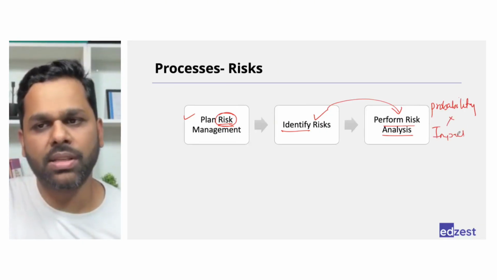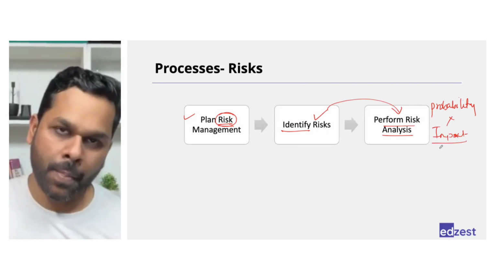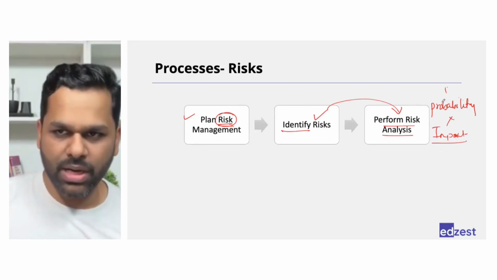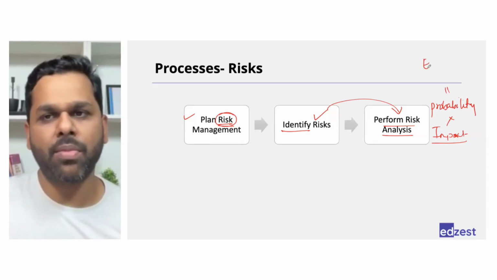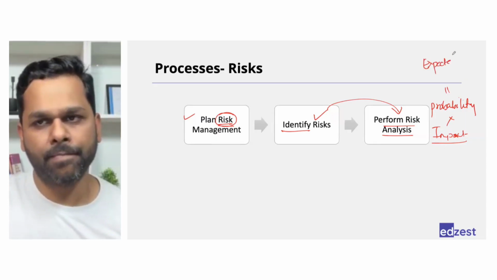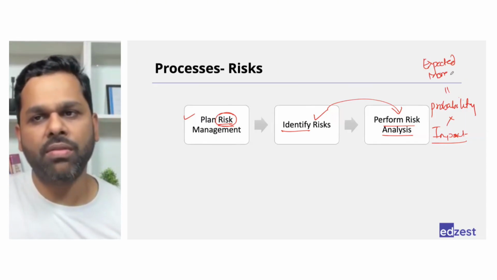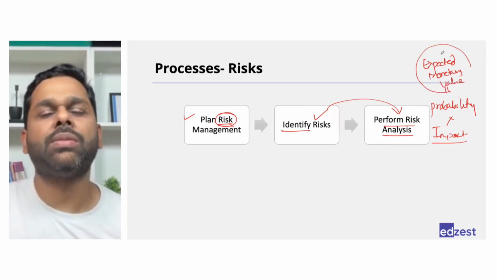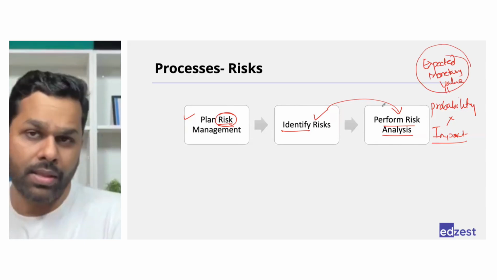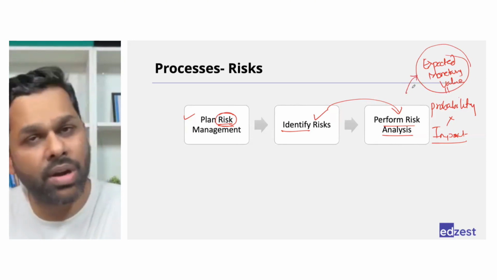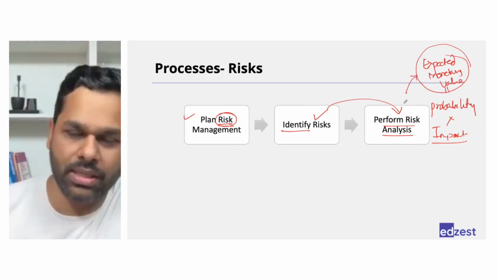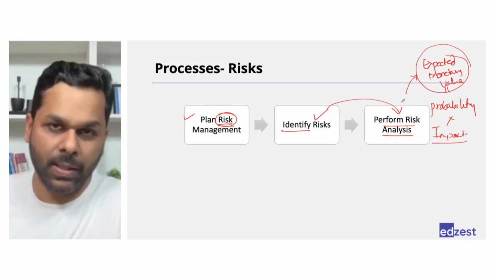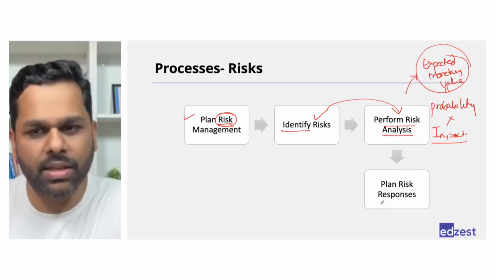How much impact will this risk create? Once you understand the probability and impact, when you multiply these numbers, what you get is called expected monetary value. So what you have done is converted the risk into some monetary value just to compare which risk is more important for you. The risk with the highest expected monetary value will be the highest priority risk. Start with that and plan the response for all the risks, which is called planning the risk response.